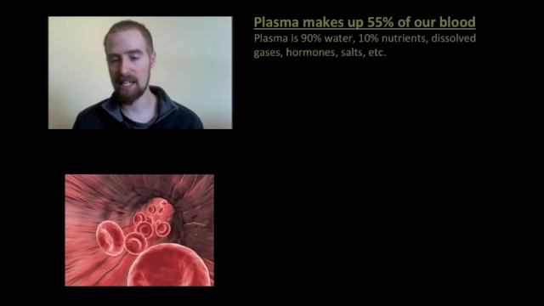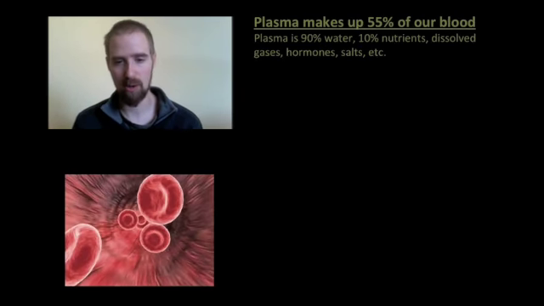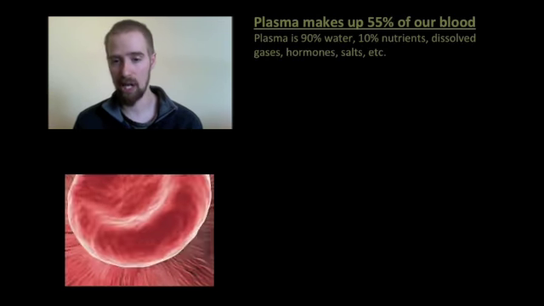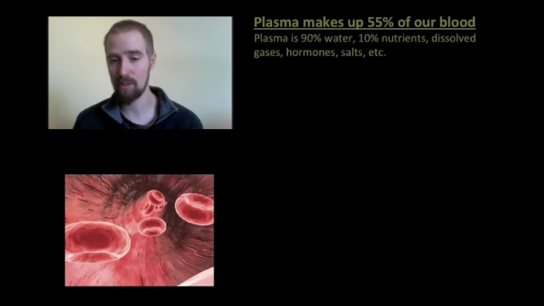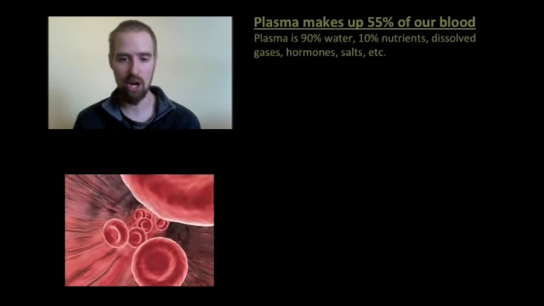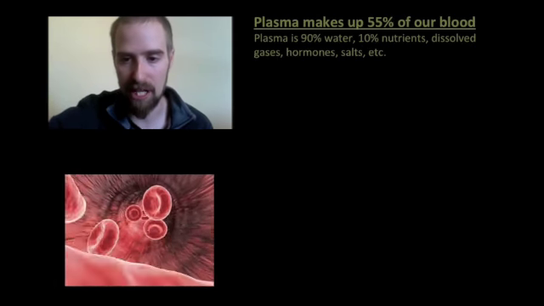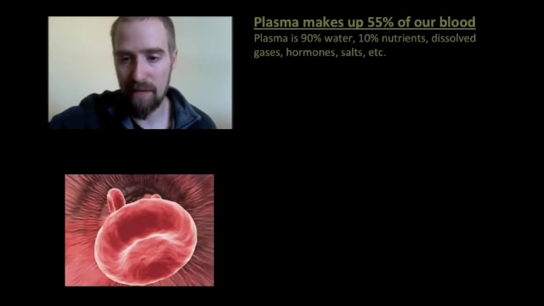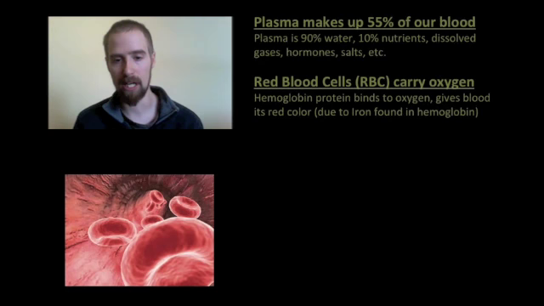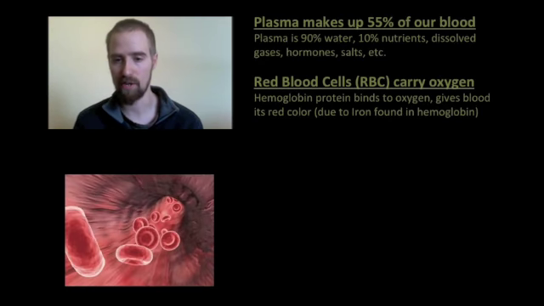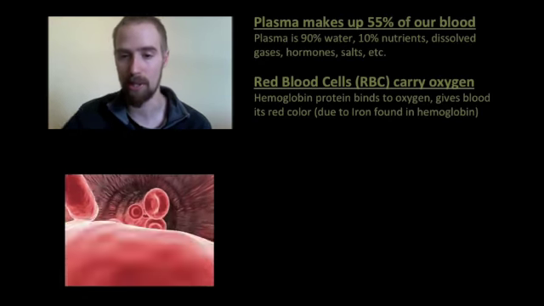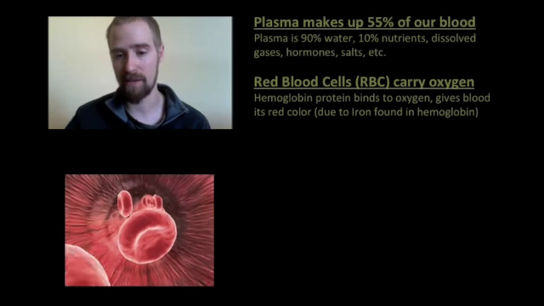Now our blood is actually a connective tissue, that's what we consider it to be, and it's made up of a lot of different stuff. 55% of our blood is plasma, and plasma is about 90% water, and the other 10% of plasma is made up of nutrients, dissolved gases, hormones, salts, and things like that. The other 45% of our blood is made up of three different kinds of cells, primarily. We have red blood cells, often abbreviated as RBCs, and they carry oxygen because of that protein hemoglobin. And they're red because of the iron found in hemoglobin.